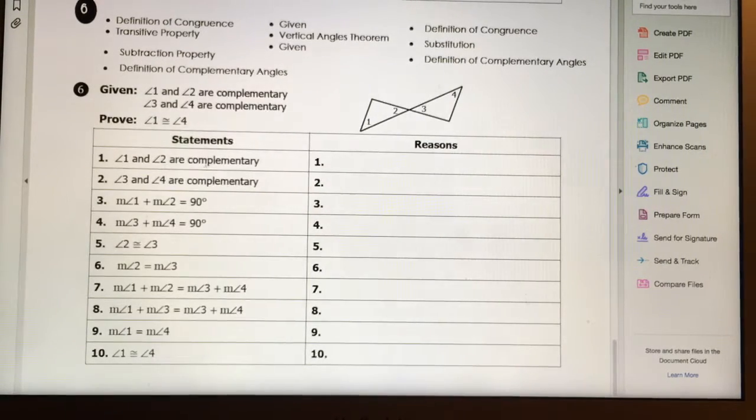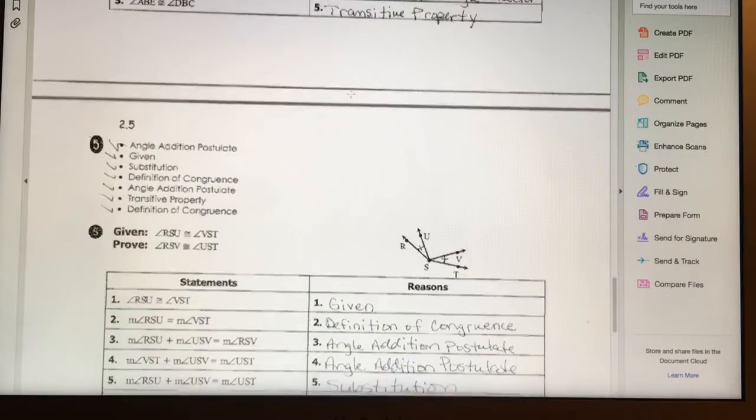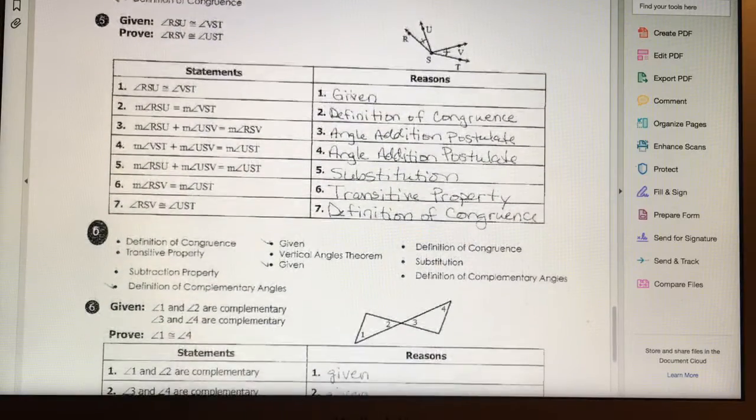Angle 1 and 2 are complementary and angle 3 and 4 are complementary. Notice what allows us to say that. It was given. Both of those are given, since they were given to us.